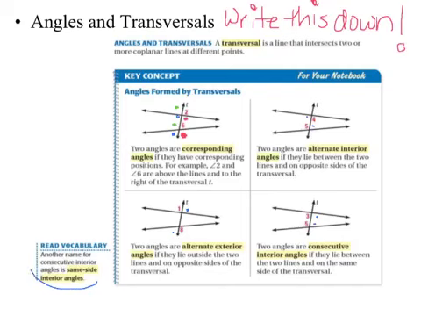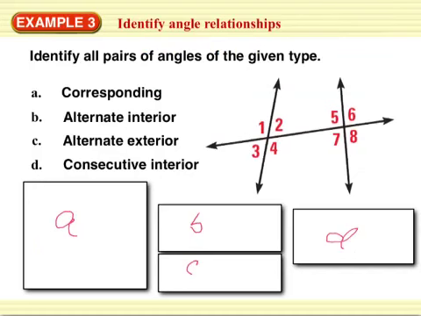Another name for consecutive interior is same side interior. We're not going to use that, okay? We're always going to use consecutive interior. Okay, identify all pairs of angles of the given type. Right, I have corresponding, alternate interior, alternate exterior, etc.